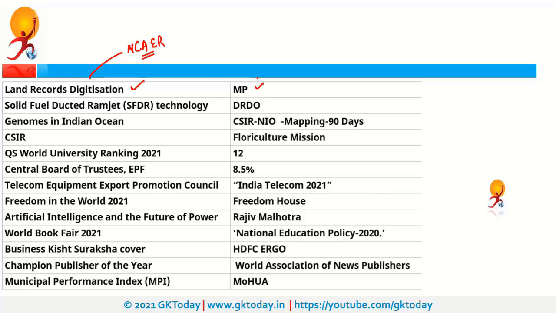That means Madhya Pradesh performed best in terms of land digitization, and Madhya Pradesh is followed by West Bengal. What is this NCAER? It is National Council of Applied Economic Research.